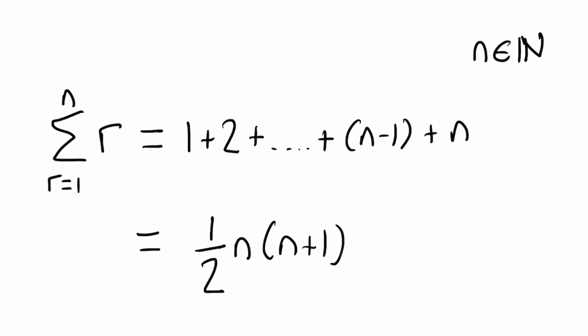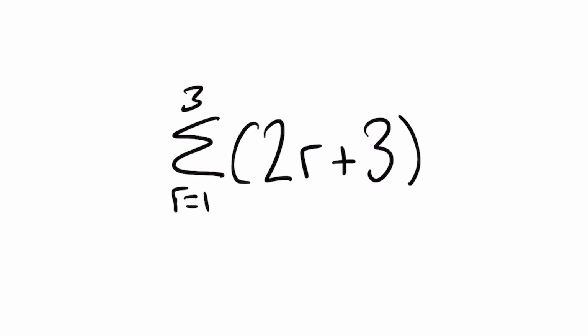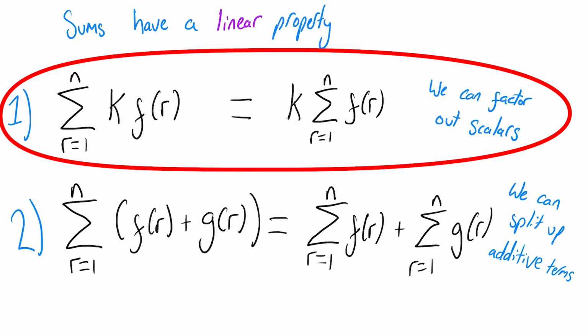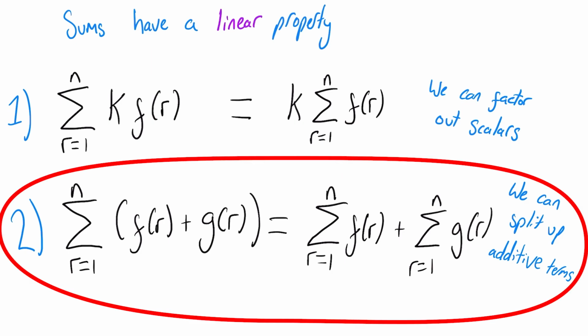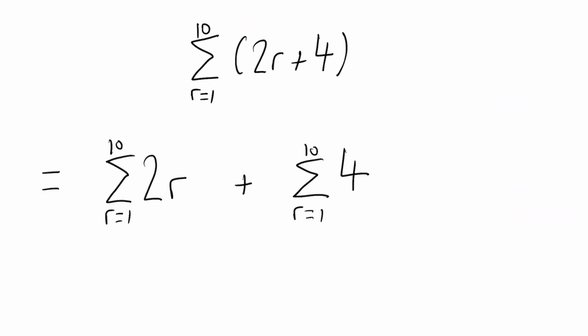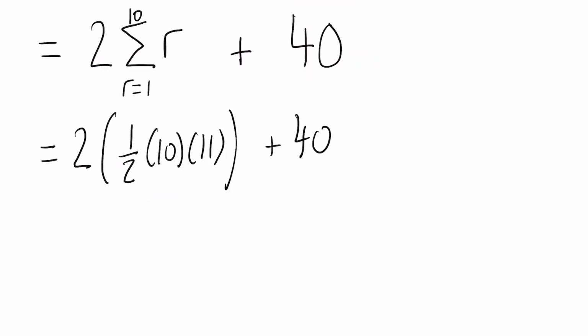Okay, now chances are you're not going to get r as your function. So what do we do when we have something like this? Well, we can use the linearity of sums. Linearity just means we can take out a factor and we can split up additive terms. There's a bunch of other things that are linear, but let's use these facts to calculate this. First, we can split up the terms. Now we can take a factor of 2 out of here and just evaluate this. It's just 4 times 10. This bit we know how to compute and then just simplify.